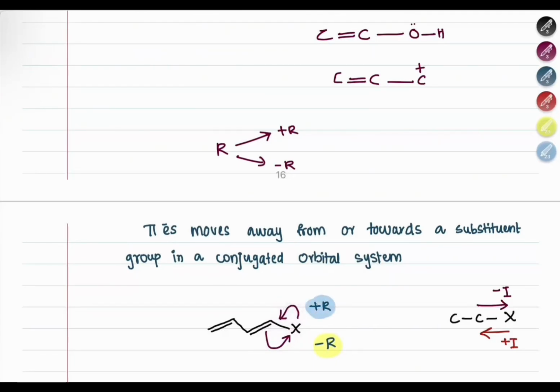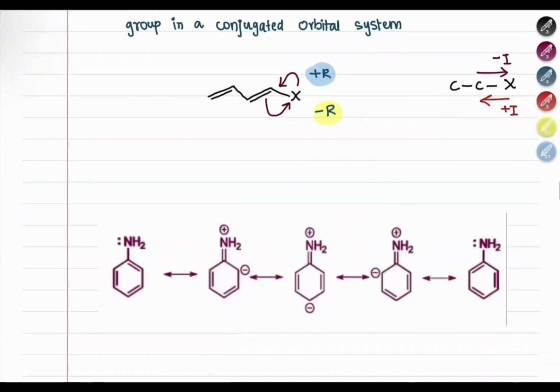Okay. And now we'll give examples for both plus R and minus R. Suppose we have an NH2 group attached to a benzene ring. In this case, it is an example of the plus R effect.